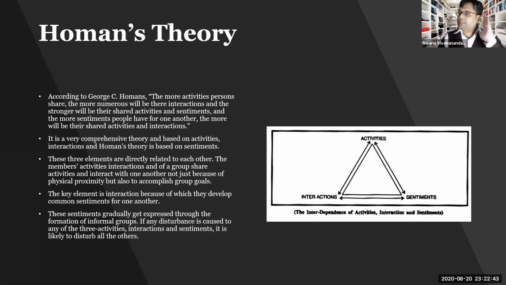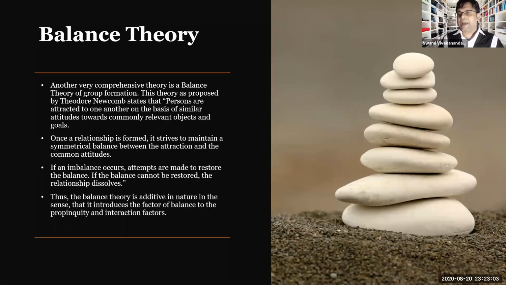So according to this theory, there are three elements: activities, interaction and sentiments, and that is creating the group norms and encouraging them to form an informal group in order to fulfill the group goals, right? So that's the concept of Homans' theory. So now let us concentrate on balance theory.